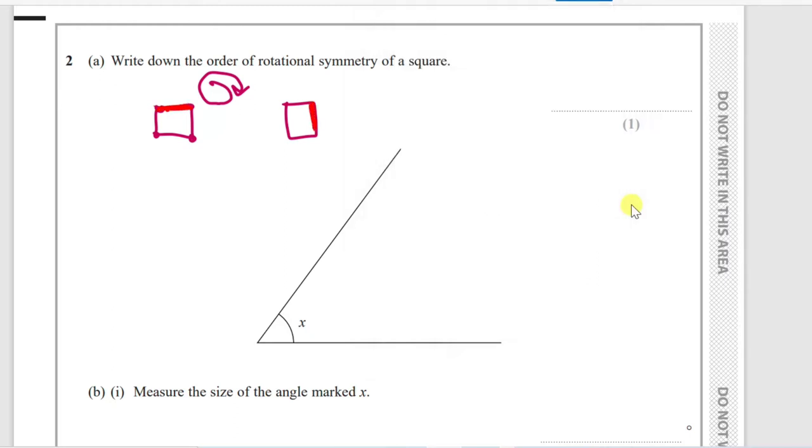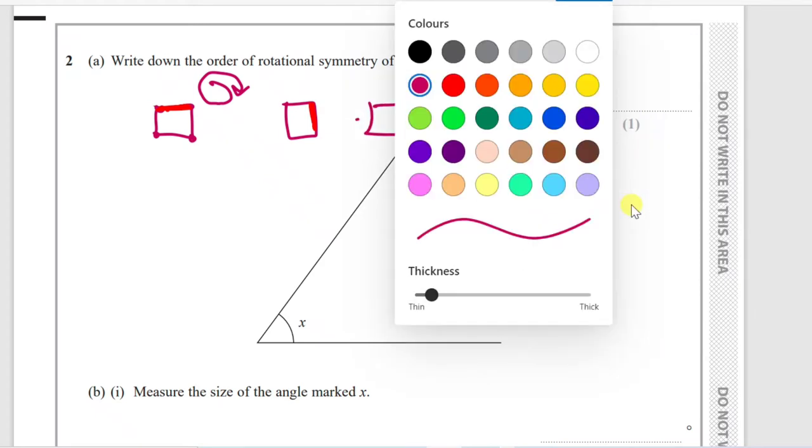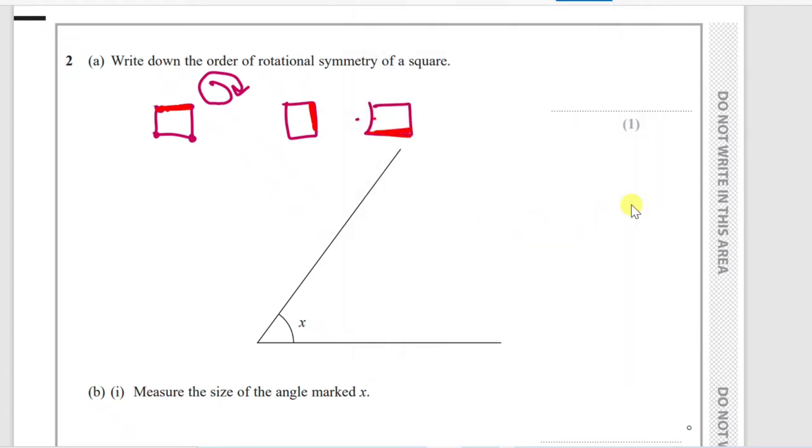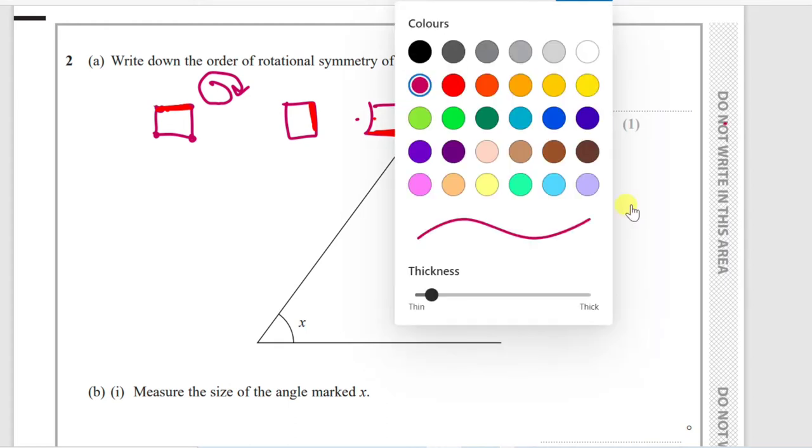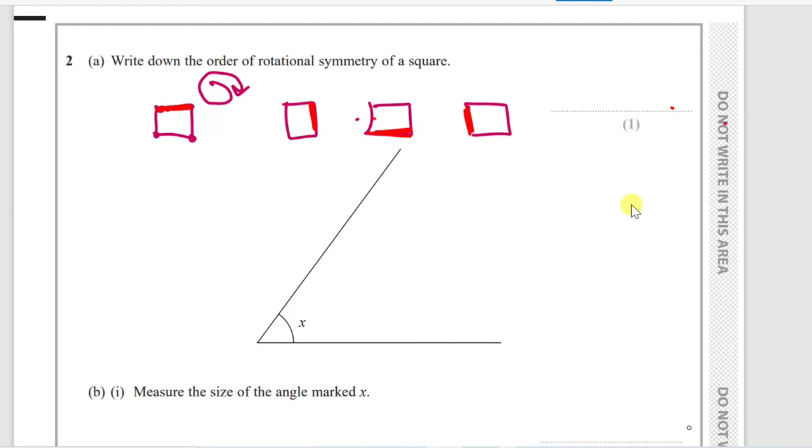Rotate, becomes like that. If I rotate the square one more time, the red line is now going to appear at the bottom. You'll realize that eventually, if you rotate once more after that, it goes over here on the left. And then rotate once more, it goes back to its original position. So the order of rotational symmetry of a square, when it all looks the same, will be four times over. So the answer is four. That's when they literally look identical because it's a square.